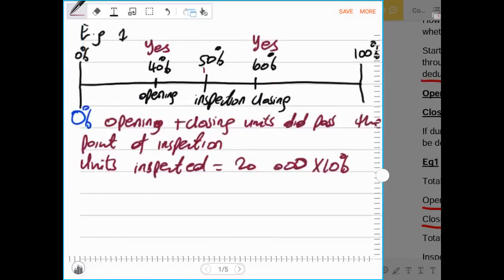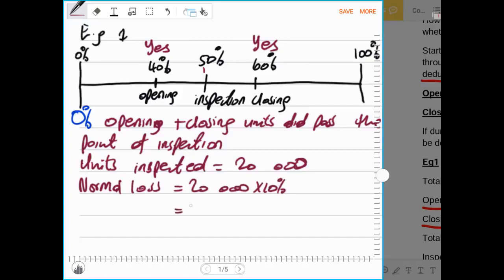Hence we say units to be inspected will be 20,000 units. Therefore now we have to calculate our normal loss, and our normal loss will be 20,000 times 10%. This is where I'm supposed to multiply by 10%. Normal loss will be 2,000 units.